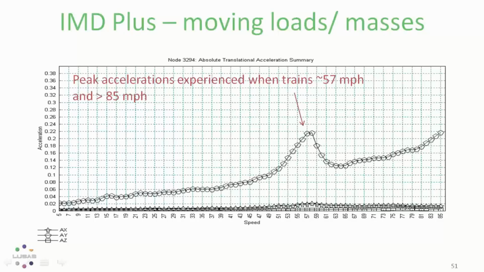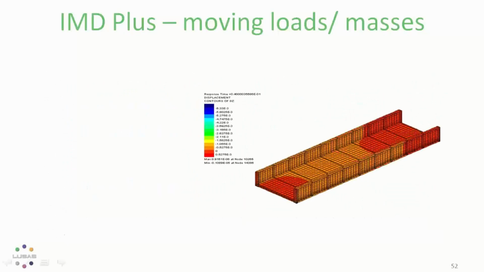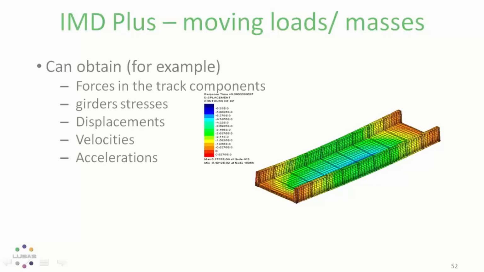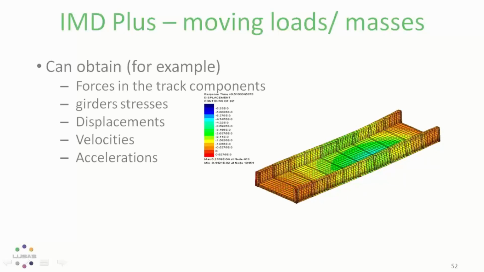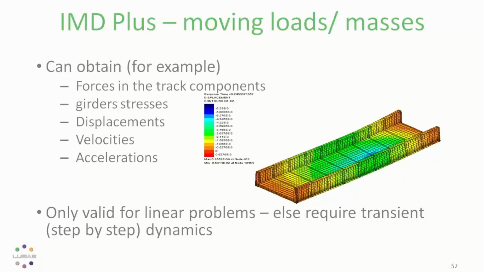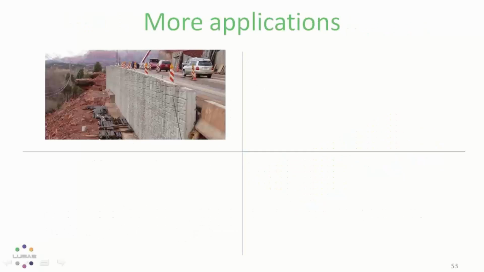Here we're looking at accelerations, and we can see at around 57 miles per hour, or 85 miles per hour, is where we're getting the maximum vertical acceleration. From the model, one can obtain, for example, forces in the track components, girder stresses, displacements, velocities, accelerations, and whilst this is valid for linear response, it's also extremely useful in finding out critical speeds and train configurations for non-linear structures as well.